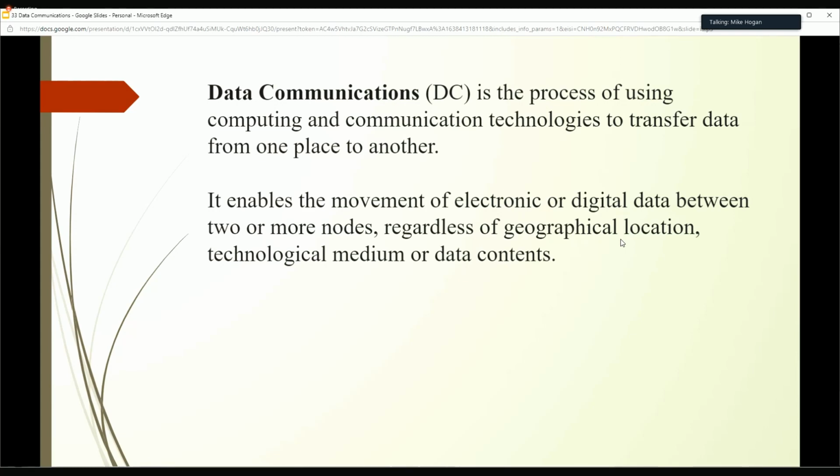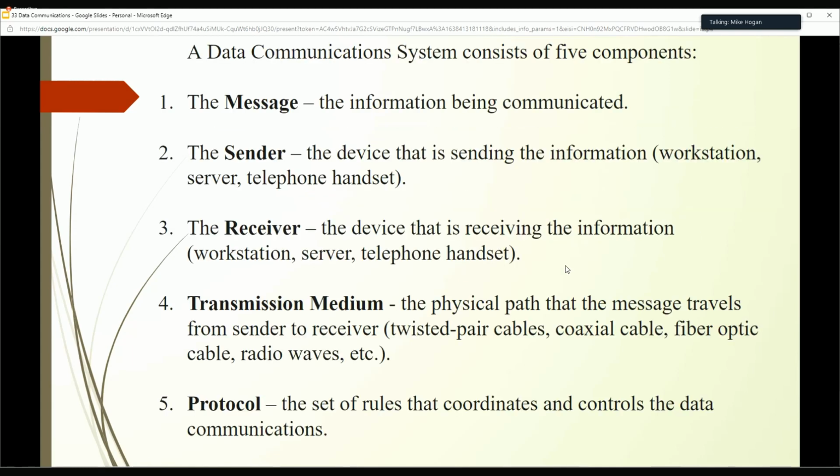And so you've got sender, receiver. You got medium. You got the message, and then you've got one other thing. Typically, you've got some set of rules, right? You've got some protocols that are in place, right? So let's just take a look at what that is.